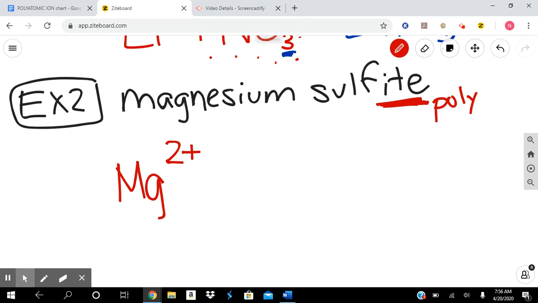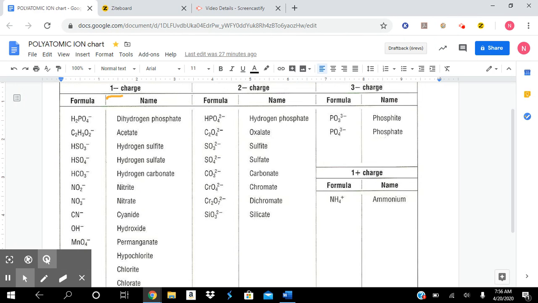Okay, so find your chart and look for sulfite. Don't be lazy. Get the chart out. Don't wait for me to write it. All right, see if you can find sulfite. All right, so these lists are kind of organized alphabetically, not really. All right, sulfite is right here. Make sure that you pay attention because there's sulfite and there's sulfate, but we want this guy right here, sulfite.